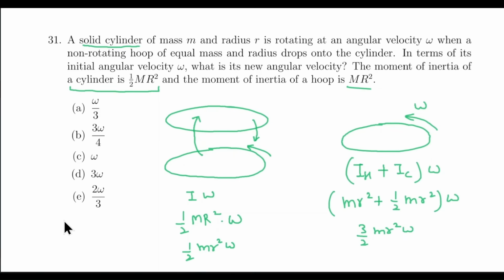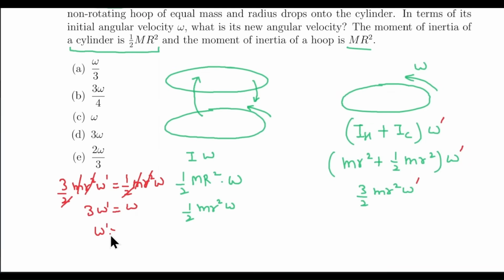So I'm going to say that 3 over, I think omega and omega is overlapping, so let's call this as omega dash. So I'm going to say that 3 over 2 mr square omega dash, or omega prime if you have the feel of calculus, is 1 half mr square omega. Half gone, mr square gone, so we are left with 3 omega dash is omega, which means that omega dash is just omega over 3, which looks like option A. That should be the correct choice.